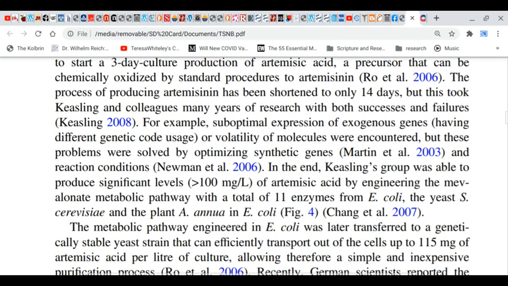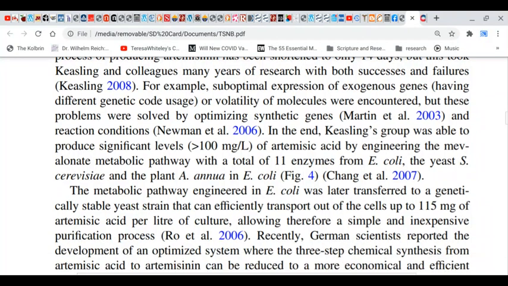In the end, Kiesling's group was able to produce significant levels of artemisinic acid by engineering the mevalonate metabolic pathway with a total of 11 enzymes from E. coli, the yeast Saccharomyces, and the plant A. annua in E. coli.